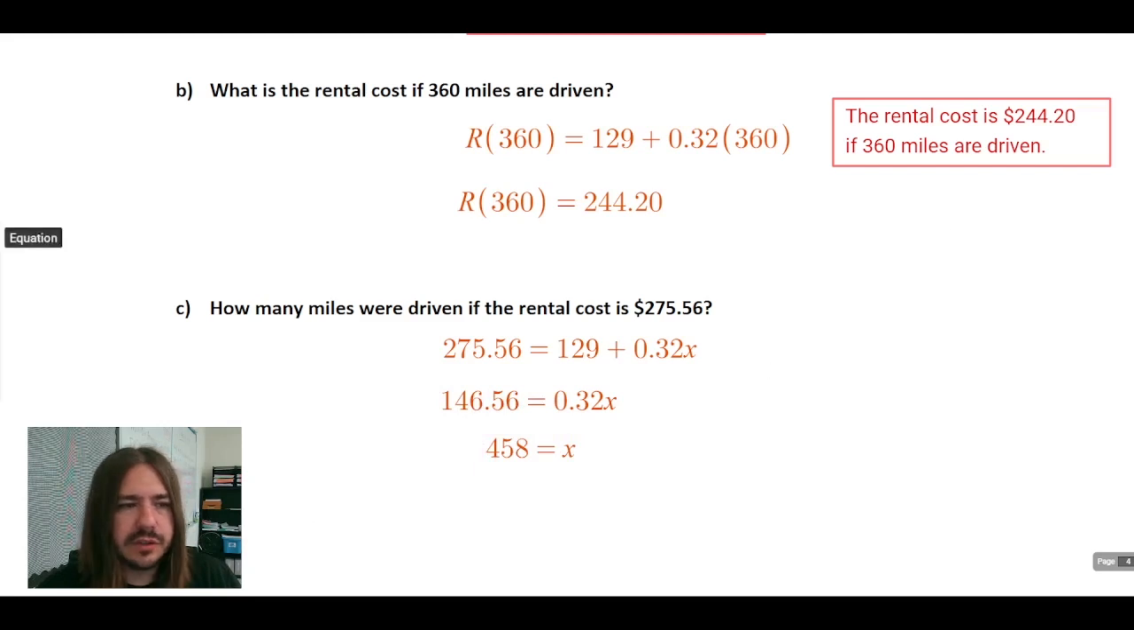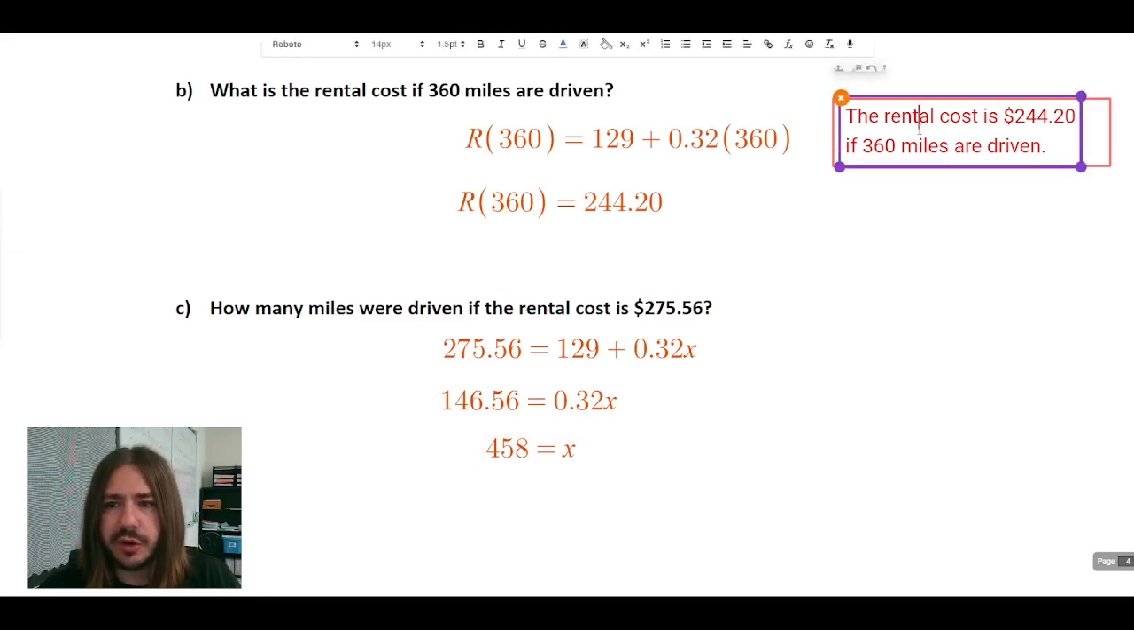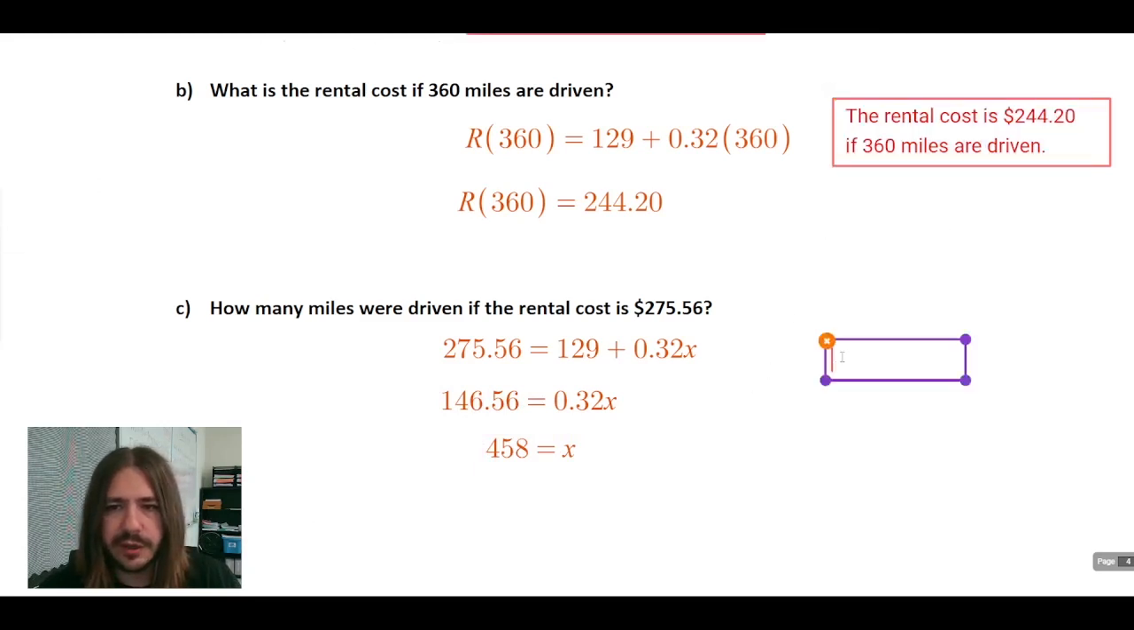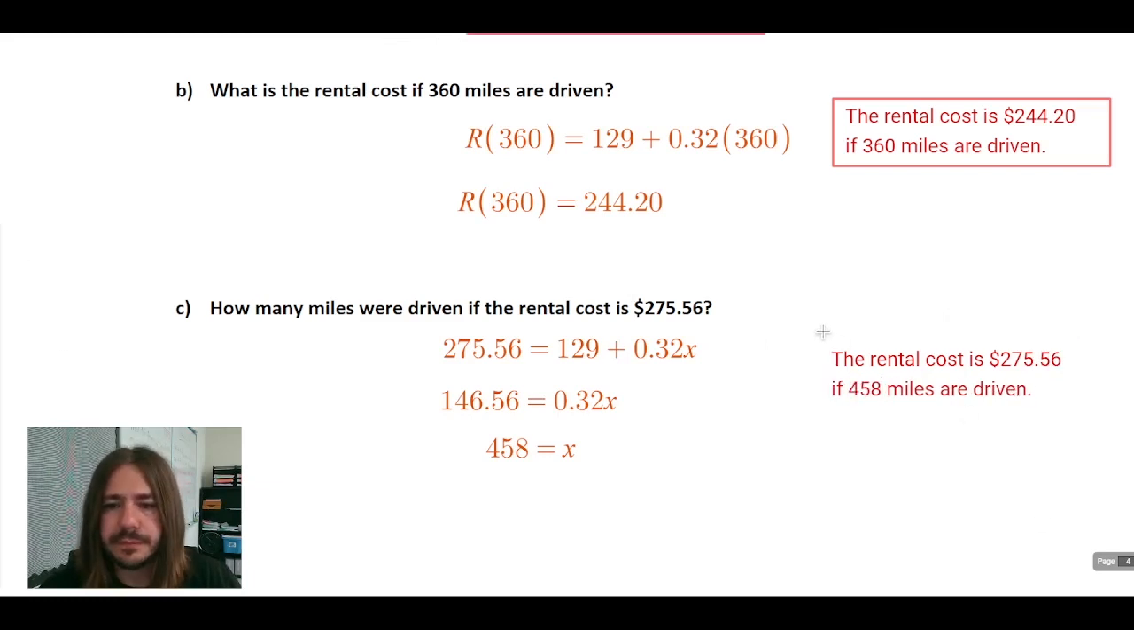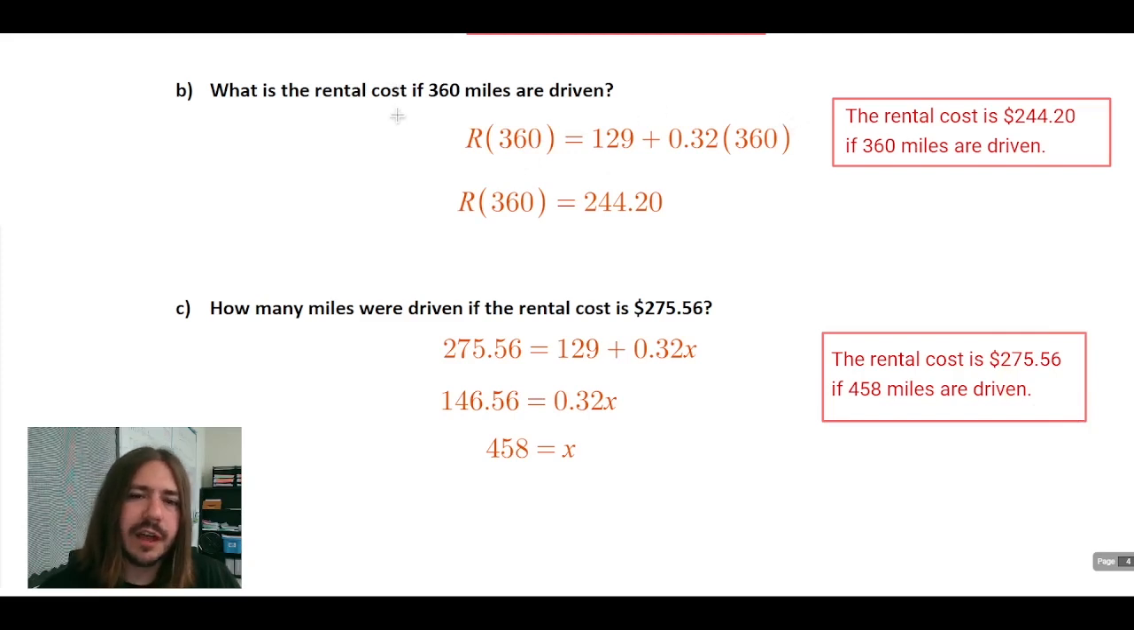Just like with the last statement, we want to make sure we are answering the question correctly here. If the rental cost is $275.56, then 458 miles are driven. So part B is giving you the miles and you have to calculate the cost. In part C, they're giving you the cost and you have to figure out how many miles is associated with that cost.